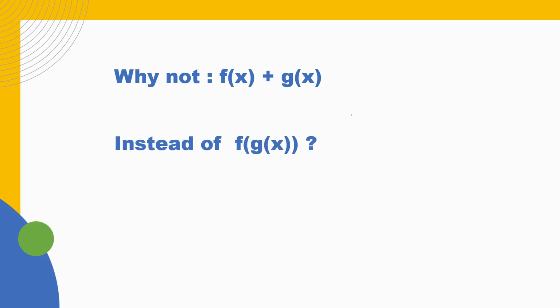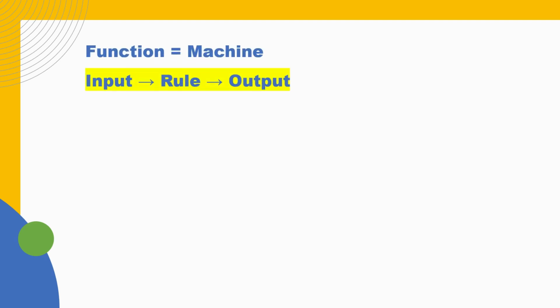Have you ever asked this question? Why do we place one function inside the other? And why does changing the order completely change the answer? A function is just a machine. It takes an input, follows a rule, and gives an output.